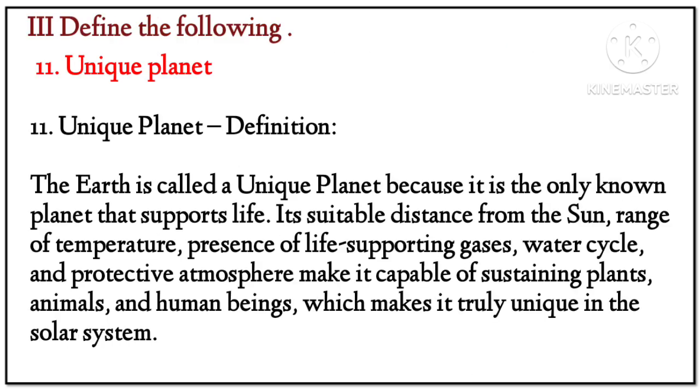Next slide. Define the following. First, 11th one, unique planet. Definition. The Earth is called a unique planet because it is the only known planet that supports life. Its suitable distance from the sun, range of temperature, presence of life-supporting gases, water cycle and protective atmosphere capable of sustaining plants, animals and human beings make it truly unique in the solar system.